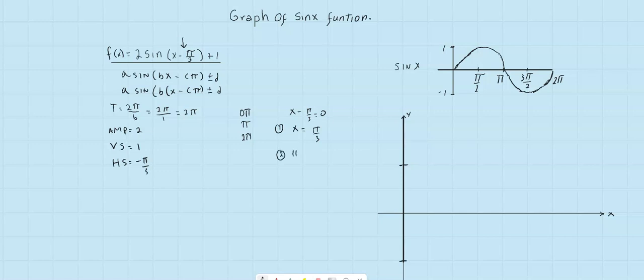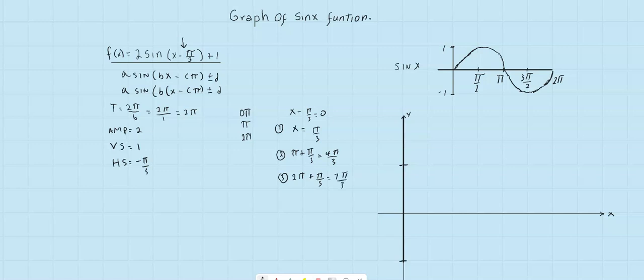Then our second 0 is going to be at pi. We just add pi over 3 to pi, and this is going to be 4 pi over 3. The next one is 2 pi plus pi over 3, and this is going to be 6 plus 1, that's 7 pi over 3.